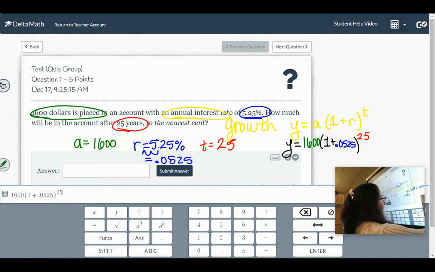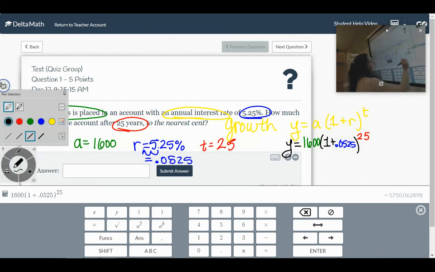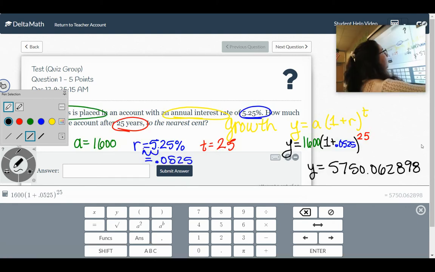Now, if I move my camera here, you'll see that we have an answer right here of 5,750. And then we have a long decimal, 0, 6, 2, 8, 9, 8. But we don't want to type in this full decimal. We have to round for the appropriate values of our problem.